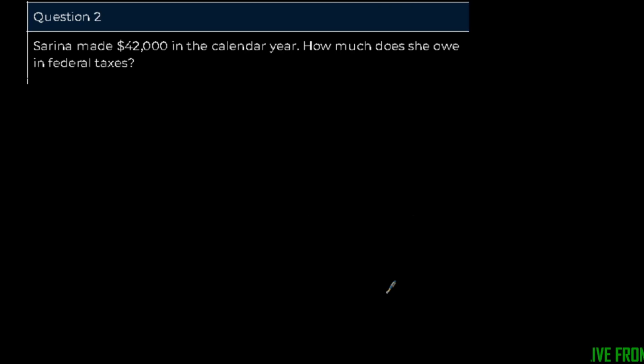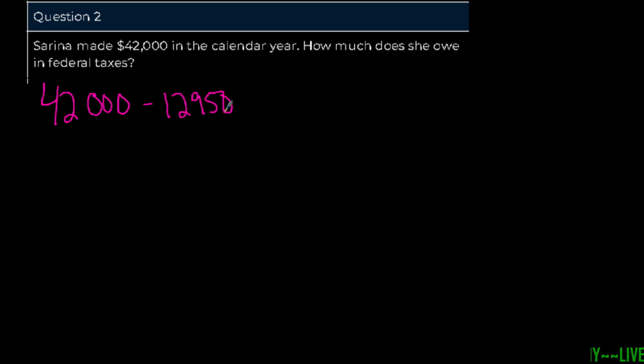All right. Moving on to this next question, it says Serena made $42,000 in the calendar year. How much does she owe in federal taxes? So we have to first find out the taxable income. Let's do a different color now, let's do pink. We'll do 42,000 minus that standard deduction, 12,950, which is going to be equal to $29,050. And that's going to be, again, our taxable income.